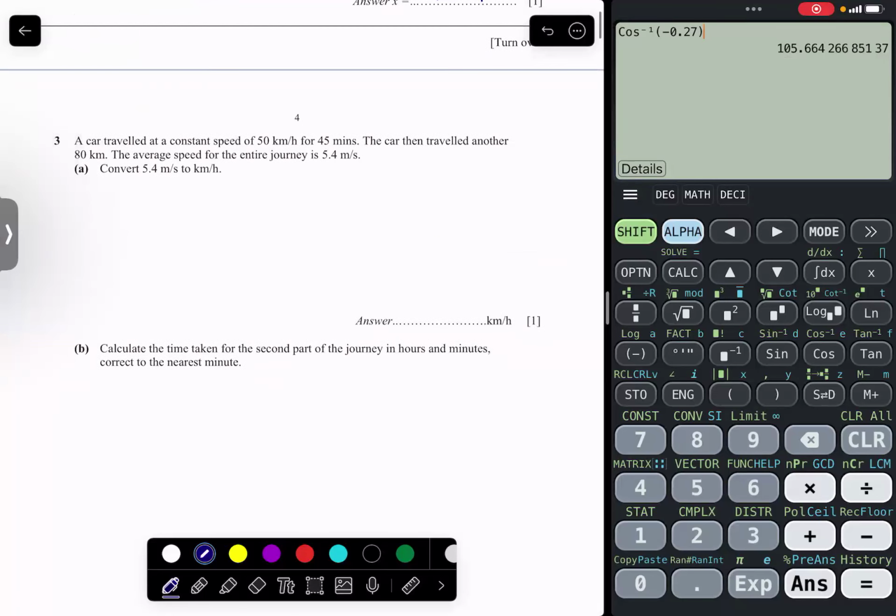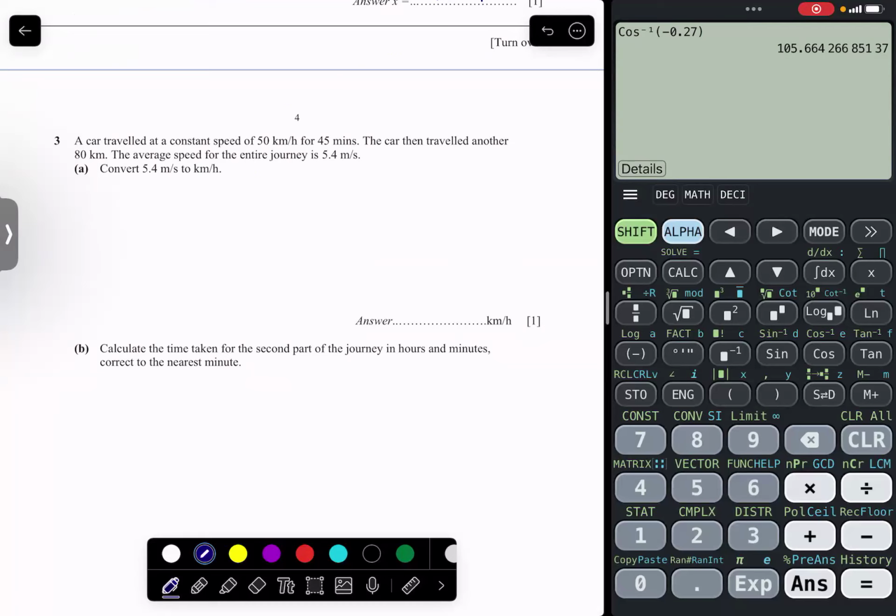Okay, question 3. A car travels at a constant speed of 54 kilometers per hour for 45 minutes. The car then travels another 80 kilometers. The average speed of the entire journey is 5.4 meters per second. Convert 5.4 meters per second to kilometers per hour.